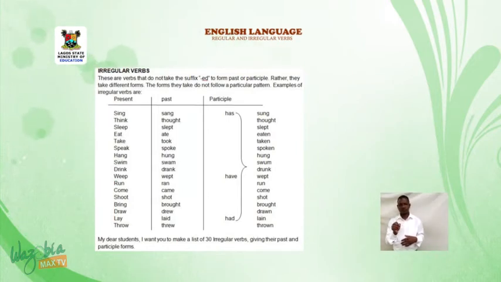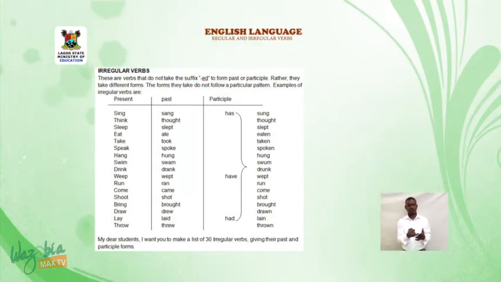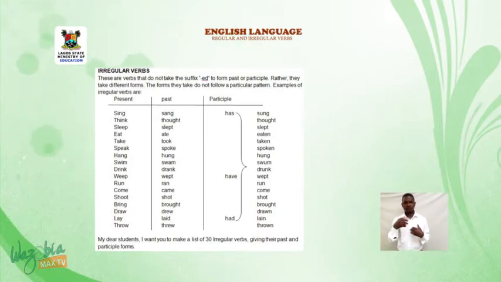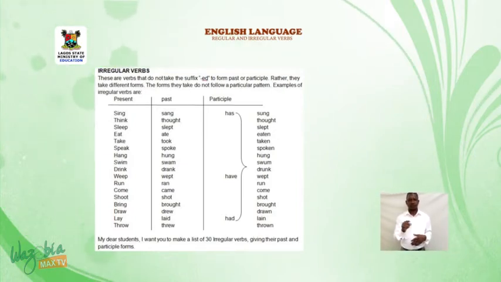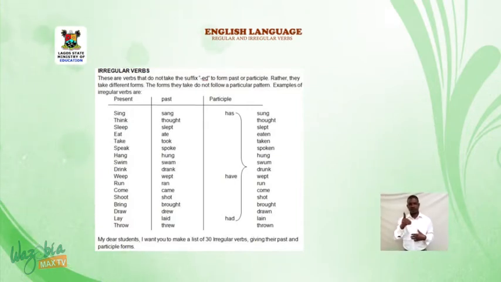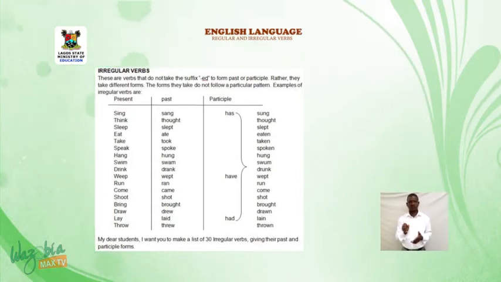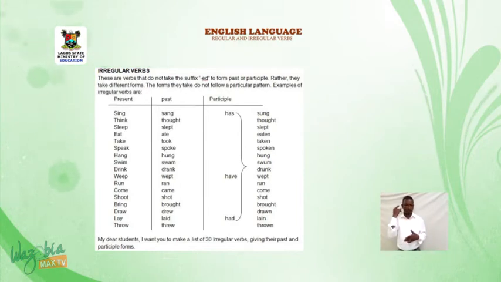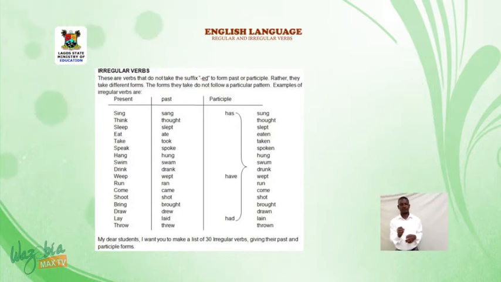brought, has, have, had, brought. Draw, drew, has, have, had, drawn. Lay, laid, has, have, had, lain. Throw, threw, has, have, had, thrown. My dear students, I want you to make a list of 30 irregular verbs, giving their past and participle forms.